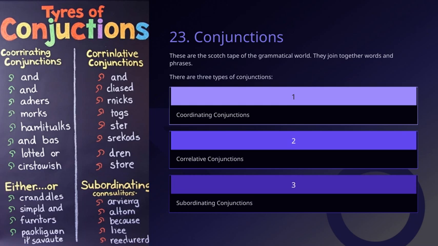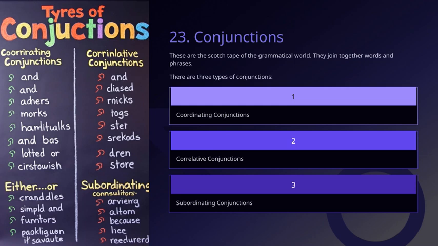Finally, there are subordinating conjunctions. These introduce dependent or subordinate clauses, such as because, although, since, or unless. They add depth and detail to our sentences, showing cause, contrast, or condition.